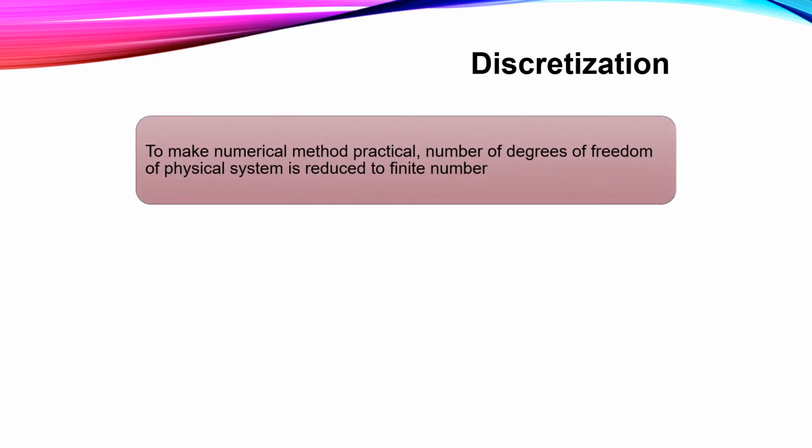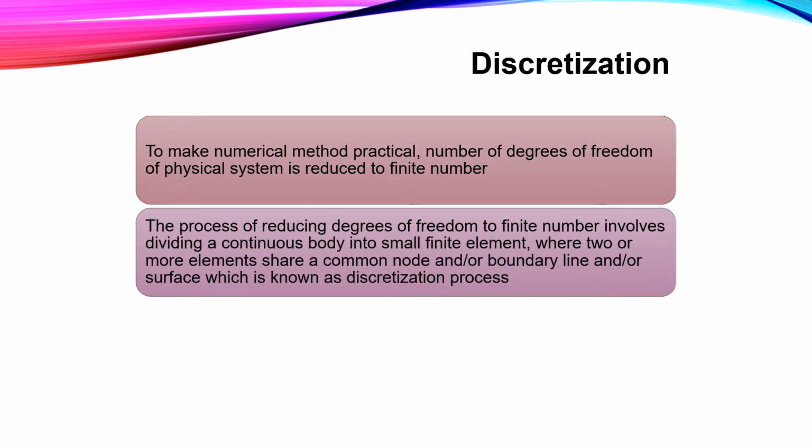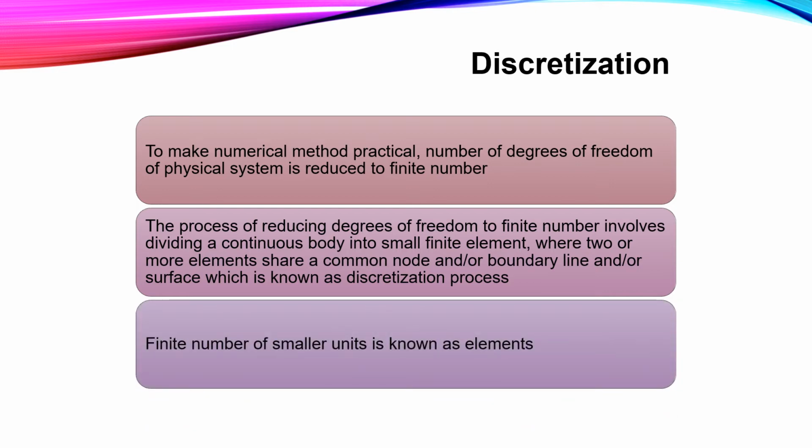Next concept is discretization. We already saw the definition of discretization in unit 1, but we will see it in detail in this unit. To make the numerical method practical, the number of degrees of freedom of the physical system is reduced to a finite number. The process of reducing degrees of freedom to a finite number involves dividing a continuous body into small finite elements where two or more elements share a common node and or boundary line and or surface, which is known as the discretization process. Finite number of smaller units are also known as the elements.